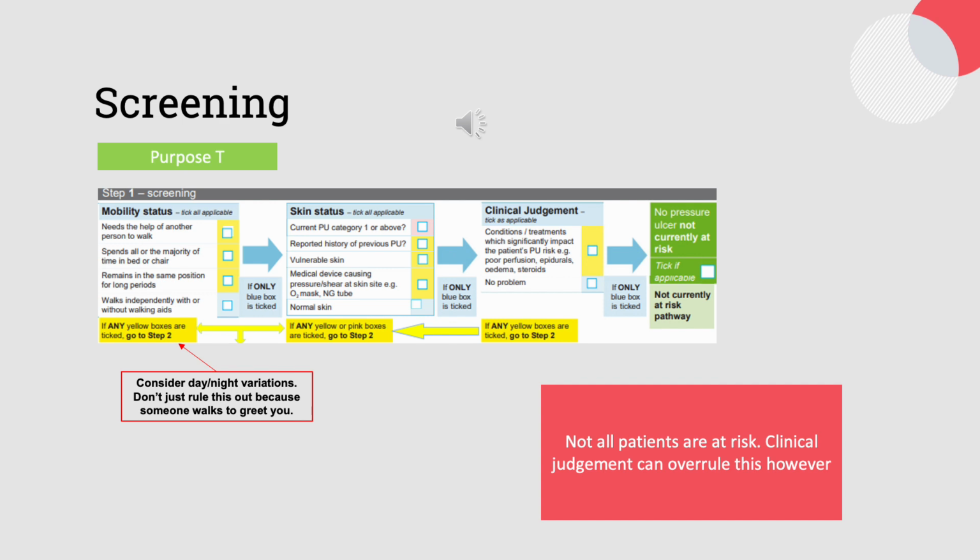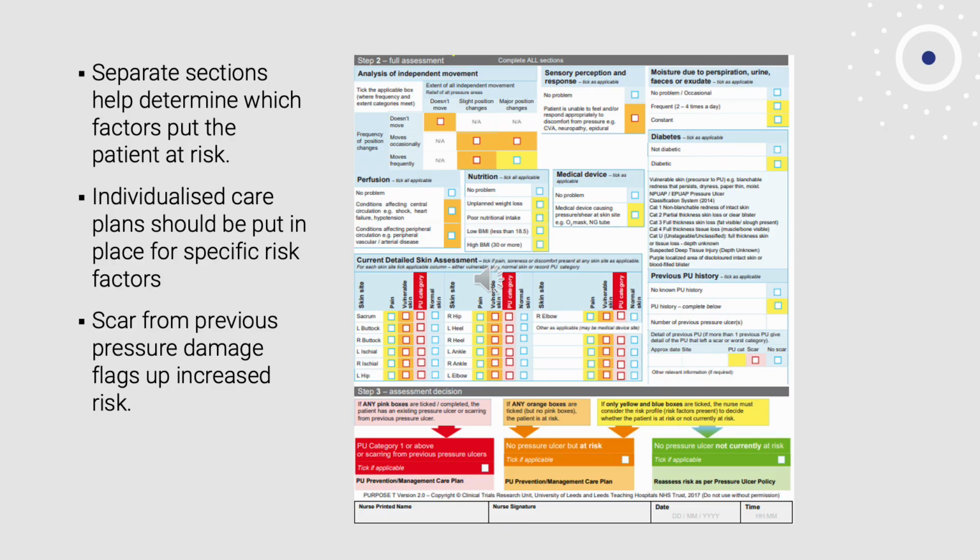Again, if that's blue, if the patient has normal skin, then you'd go on to clinical judgment. That just gives you the ability to overrule it and decide, I'm not sure, there's something here. They might be 25, but they've had an epidural, so I'm going to do a full risk assessment. So it's all about your clinical judgment there. The screening section is there to save time, but if there are any yellow boxes, just move down and complete the full risk assessment. As you move on to the full assessment section, that is step 2.